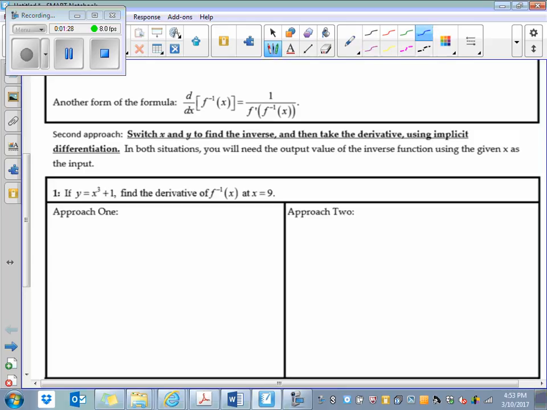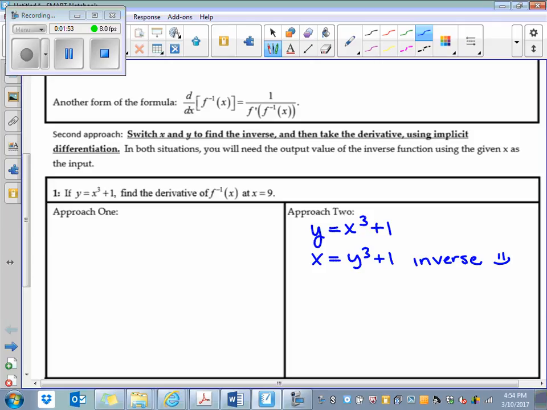Okay. So the first thing I'm going to do is take my function, y equals x cubed plus 1, and find the inverse. In order to find the inverse, you switch x and y. x equals y cubed plus 1. This is the inverse.